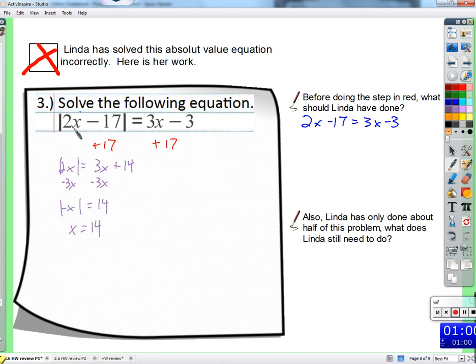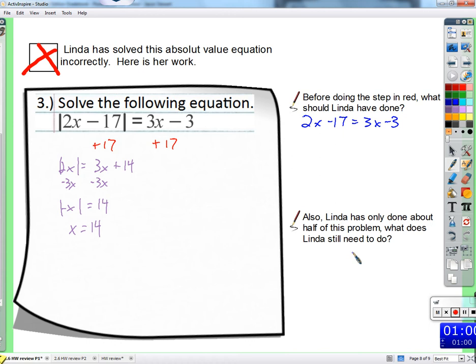So that stuff inside of the absolute value could be equal to 3x minus 3, and then we can solve it. And we can take the exact steps that Linda has taken, except that at the end, we still get negative x equals 14, so x equals negative 14, and then taking the absolute value of negative x. So Linda's only done about half of this problem. What does Linda still need to do?